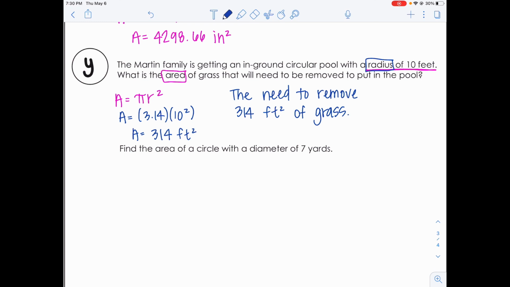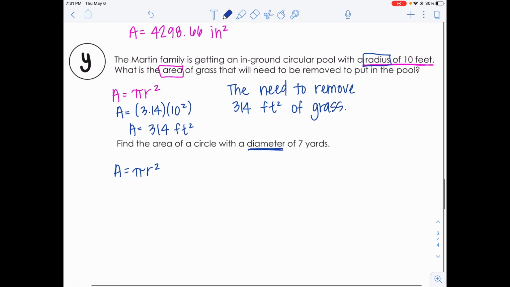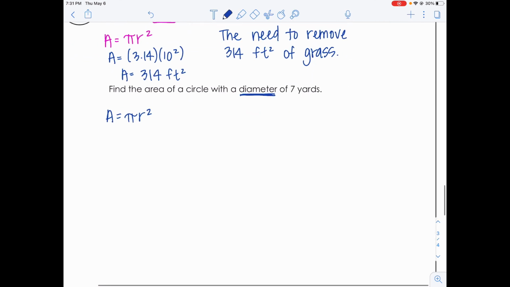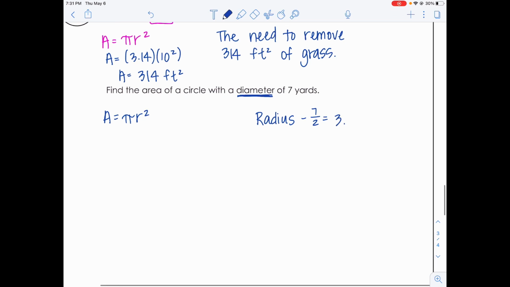Last one, find the area of a circle with a diameter of 7 yards. Excuse me. So first area is pi times the radius squared. On this particular one, they gave me the diameter, not the radius. So that means I need to use that information to find the radius. To find the radius, we take the diameter and divide it by 2. 7 divided by 2 means that my radius is 3.5 yards.